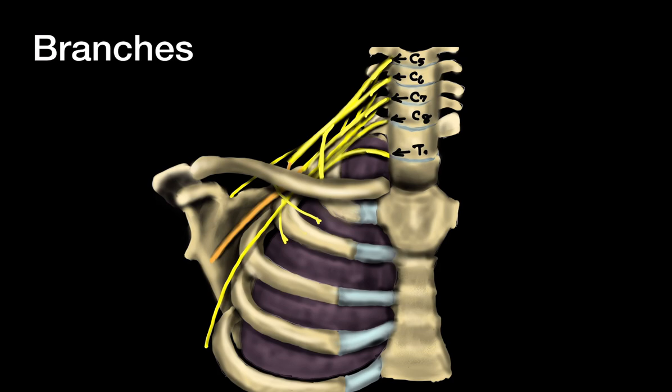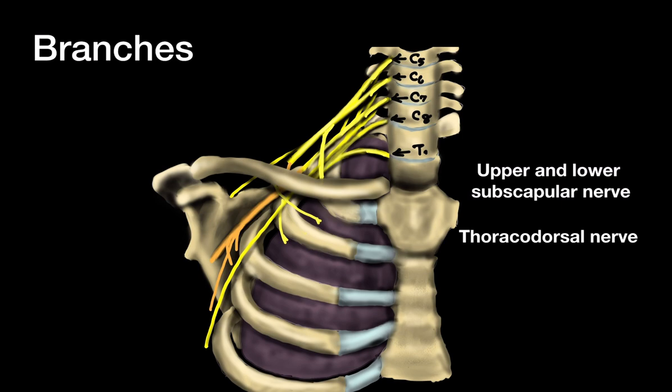Now we will see the branches of the posterior cord. You can see the posterior cord here, and it will give off two branches into the subscapular fossa and the muscle within it, that is the subscapularis muscle. So they are called upper and lower subscapular nerves. One of the nerves arises in between these two branches and goes downwards to supply the latissimus dorsi muscle, that is called the thoracodorsal nerve. Now you see the upper and lower subscapular nerves are named according to their positions in relation to the thoracodorsal nerve.